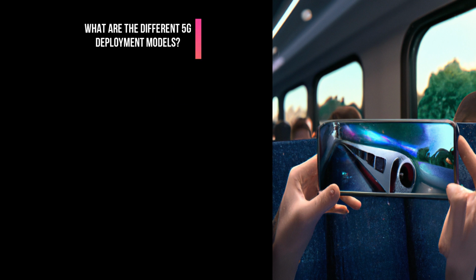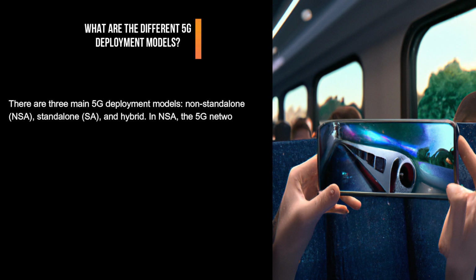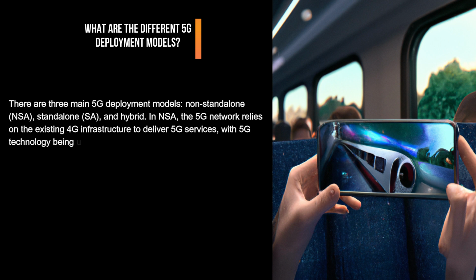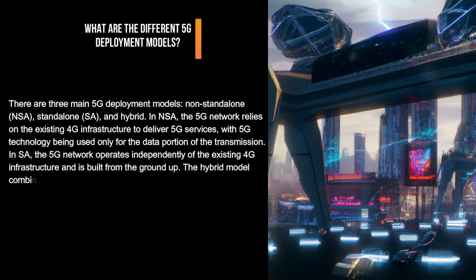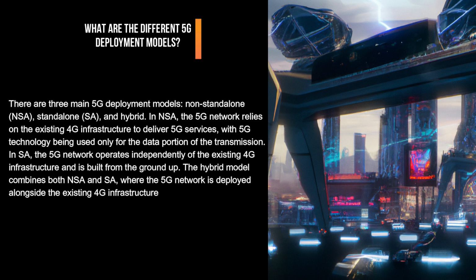What are the different 5G deployment models? There are three main 5G deployment models: non-standalone, NSA, standalone, SA, and hybrid. In NSA, the 5G network relies on the existing 4G infrastructure to deliver 5G services, with 5G technology being used only for the data portion of the transmission. In SA, the 5G network operates independently of the existing 4G infrastructure and is built from the ground up. The hybrid model combines both NSA and SA, where the 5G network is deployed alongside the existing 4G infrastructure, but is also capable of operating independently.